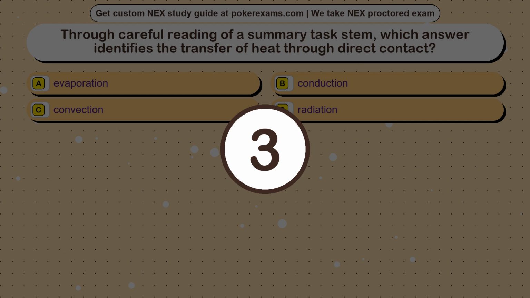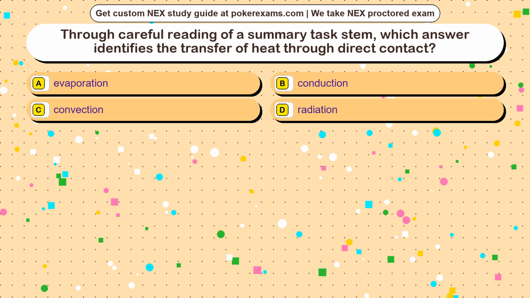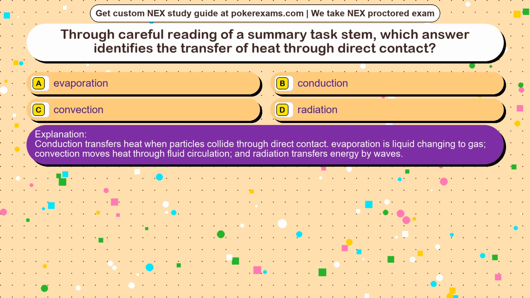The correct answer is option. Conduction transfers heat when particles collide through direct contact. Evaporation is liquid changing to gas, convection moves heat through fluid circulation, and radiation transfers energy by waves.